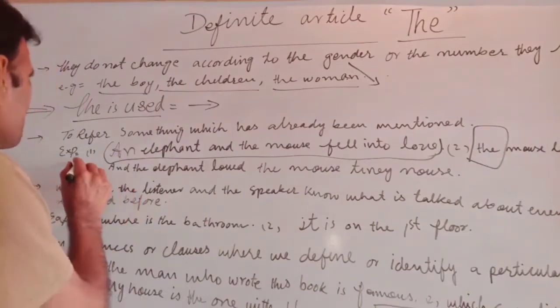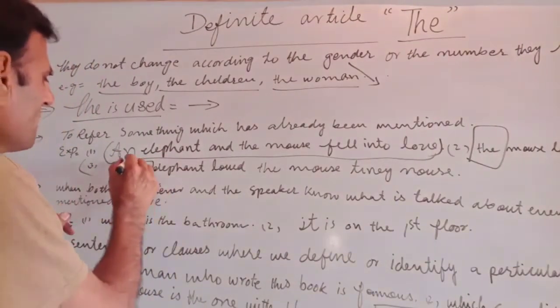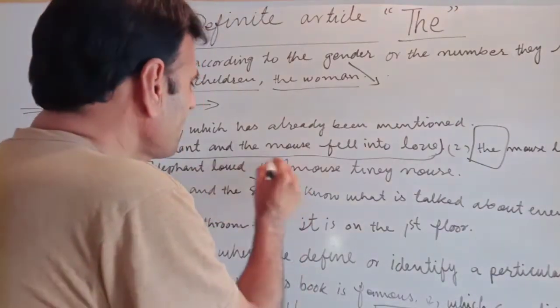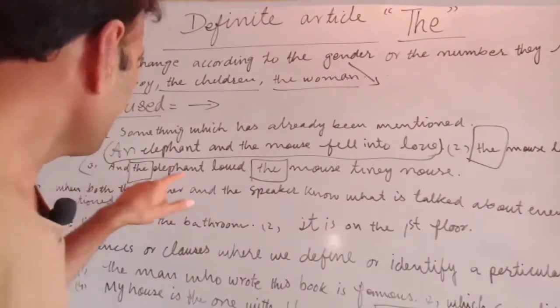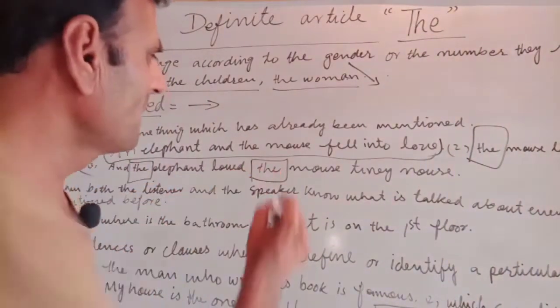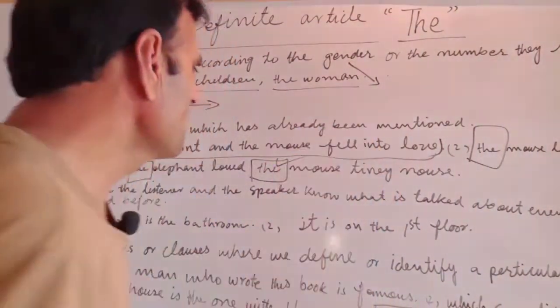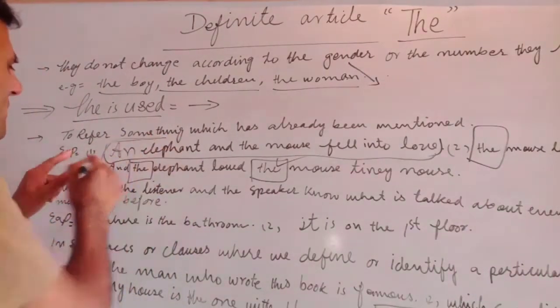Okay? Sentence number 3. And the elephant loved, again there is "the," a definite article, "the." And the elephant loved the mouse's tiny nose. Okay, now first of all we have to think here.